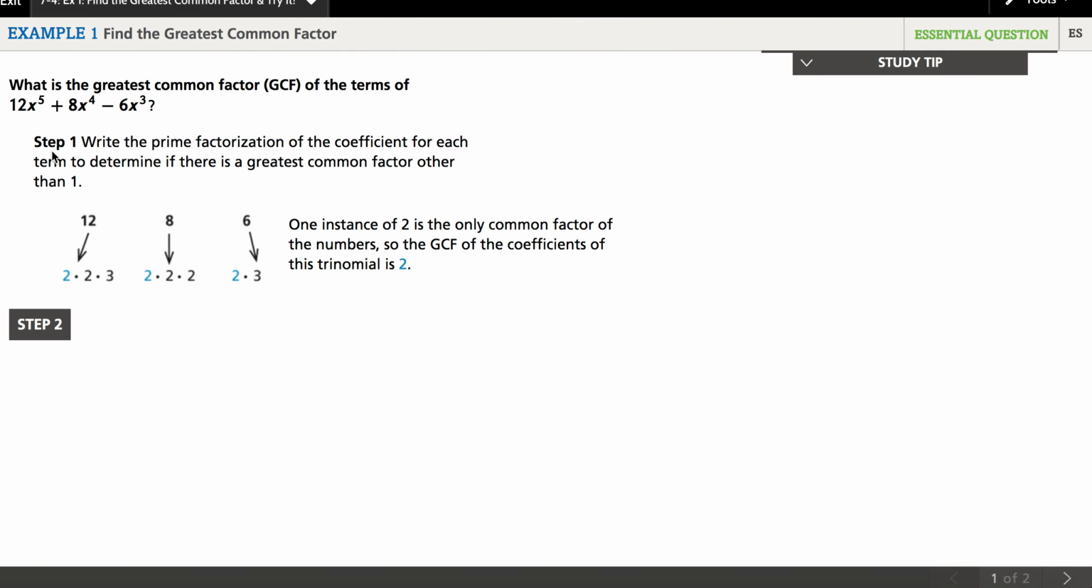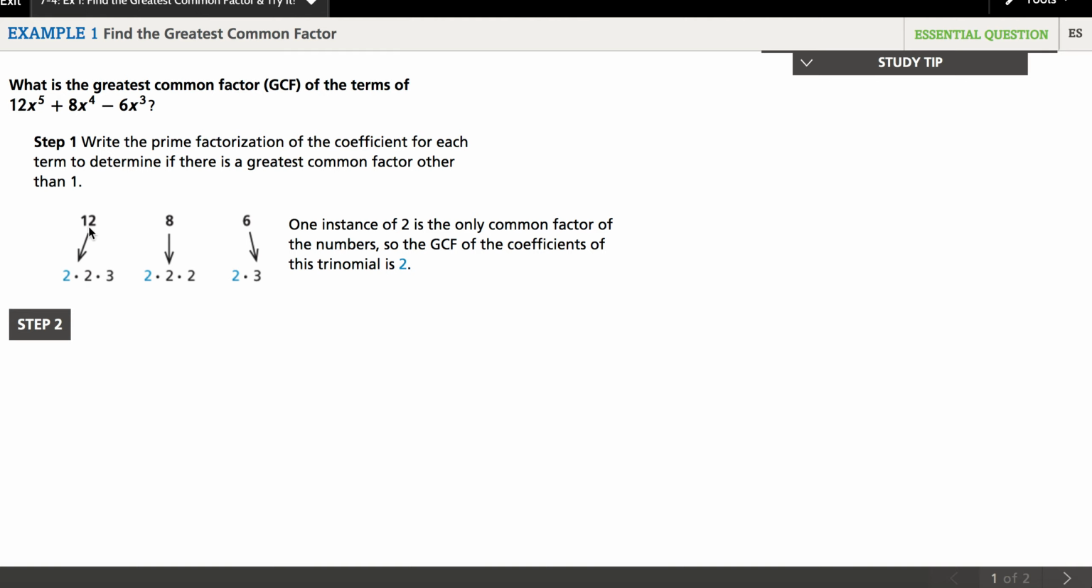Step number 1 to find the greatest common factor is to write the prime factorization of the coefficients for each term to determine if there is a greatest common factor other than 1. As you see here, the coefficients are 12, 8, and 6.